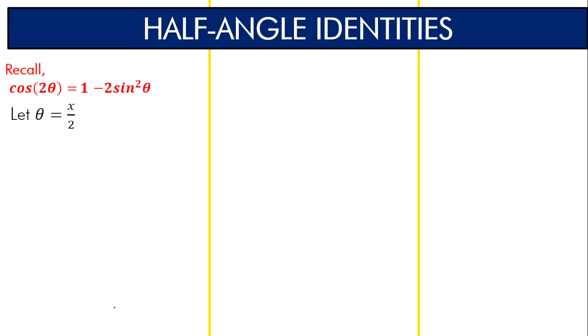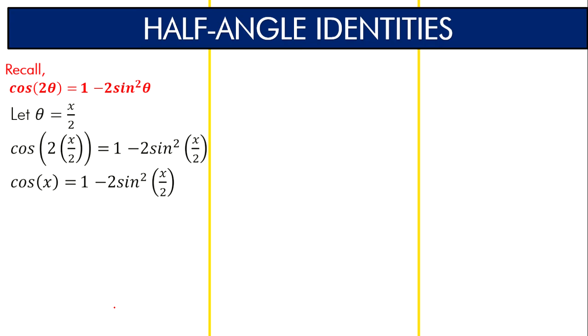So to identify the half angle, let's represent theta as x over 2. If we substitute, we'll obtain cosine times the quantity of 2 times x over 2. Let's cancel, that's x, is equal to 1 minus 2 sine squared x over 2. So if we simplify that, cosine x is equal to 1 minus 2 sine squared x over 2.